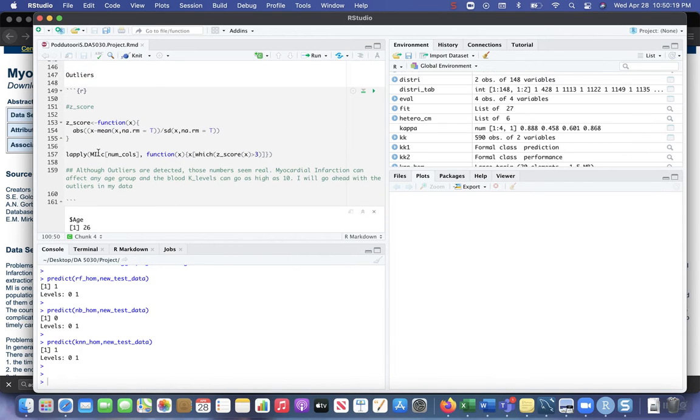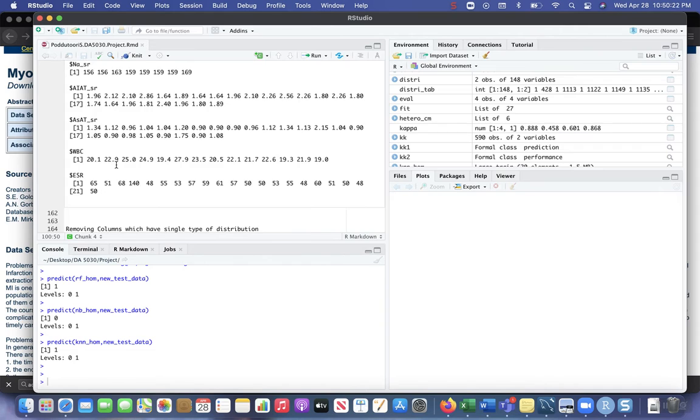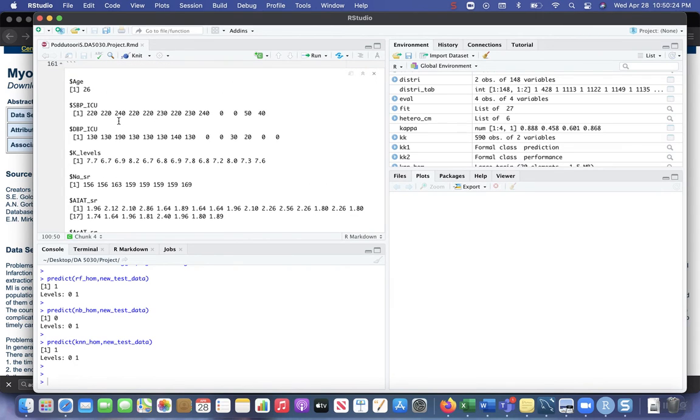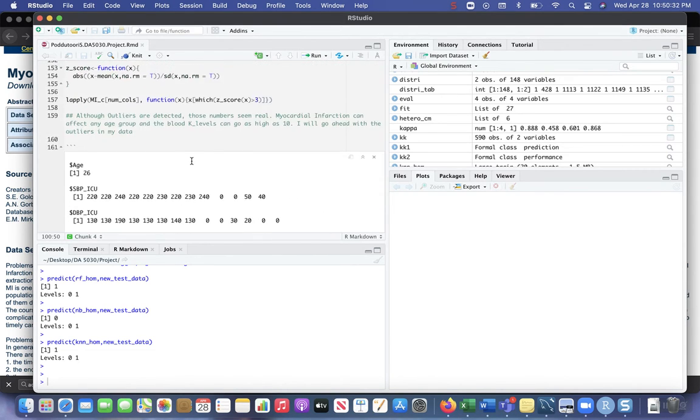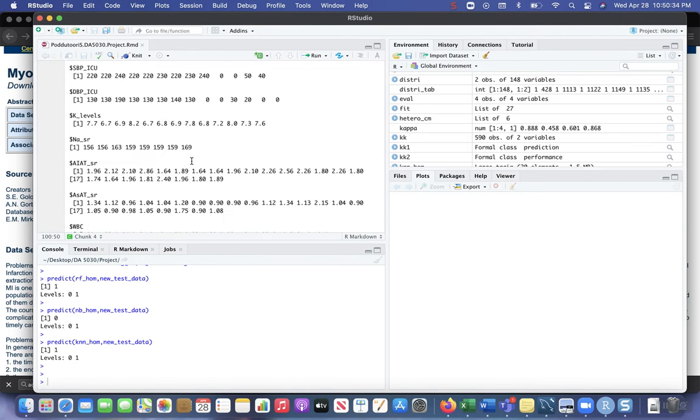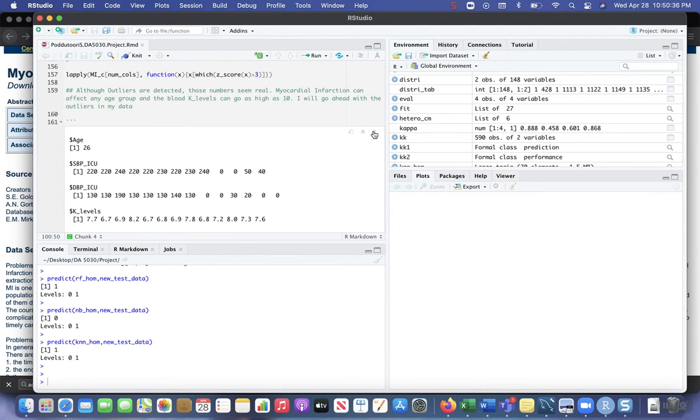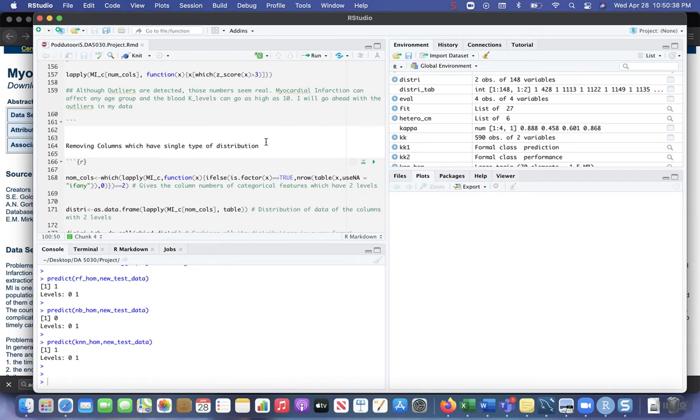And I did have outliers in my data, but these are not values which are very extreme. They are very much possible in clinical settings. So I've decided not to remove them, and I will go ahead with the outliers.